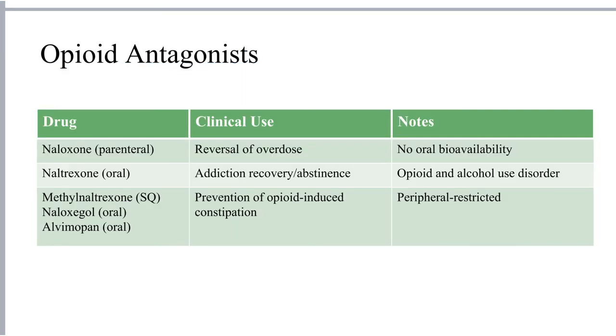There are three main groupings of opioid antagonists that I will discuss. The first is naloxone, which when administered parenterally is used to reverse opioid overdose. This is because naloxone has really no to very little oral bioavailability. The next grouping includes naltrexone, which although is very similar in structure to naloxone, it does have oral bioavailability and can be administered as an oral treatment for addiction recovery and abstinence. It is FDA approved in the treatment of both opioid and alcohol use disorder.